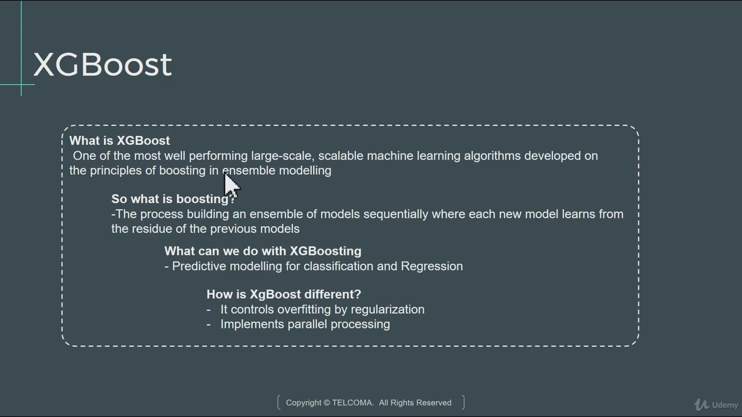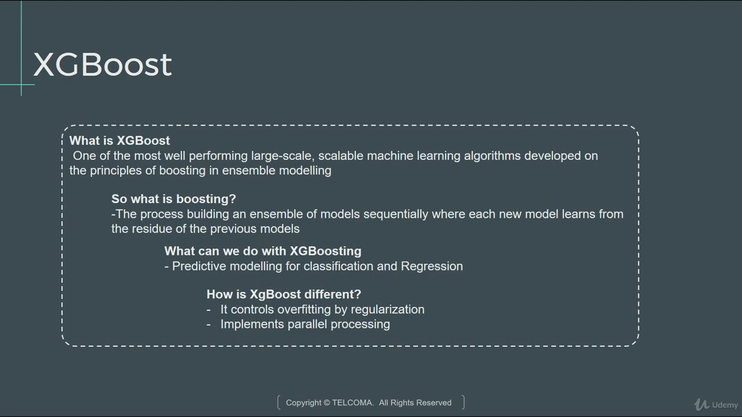Now XGBoosting is one of the most well-performing large-scale scalable machine learning algorithms. It is developed on the principles of boosting and ensemble modeling. Now we already know what's boosting. It's a process where models are sequentially built and each new model learns from the residue of the previous model. What can we do with XGBoosting? Like random forest, we can do classification as well as regression with XGBoosting.